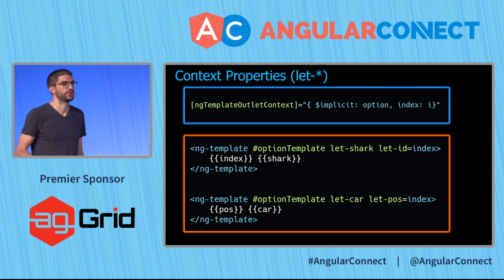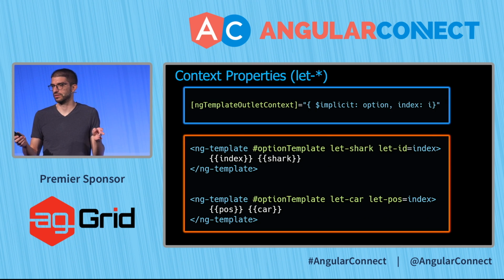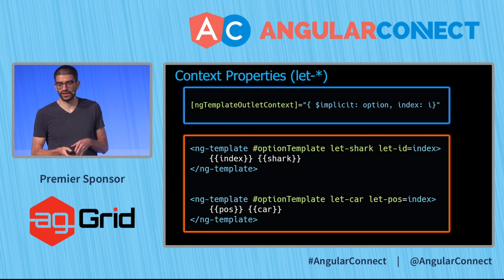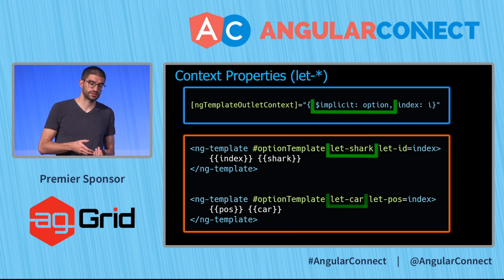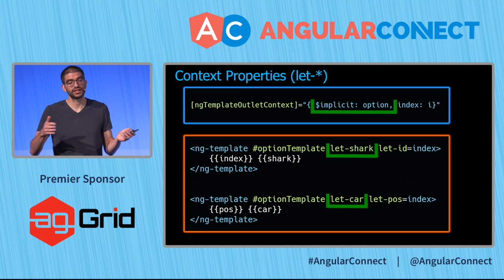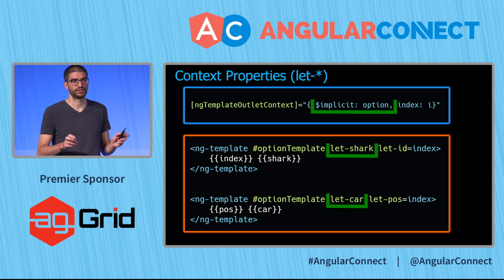And now if we go back to our context property, at first we just put the implicit option on it. But you can add any other named properties to this object. But then the way you use it is you can say let shark or let car, and if you're not saying what property to use, it will just default to whatever is implicit in your definition of the context object.